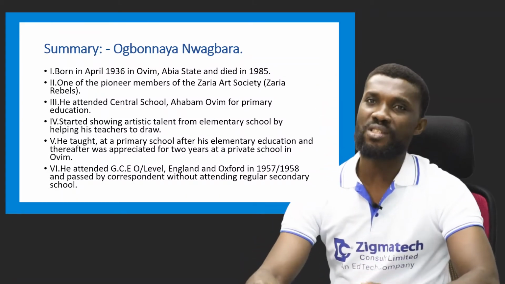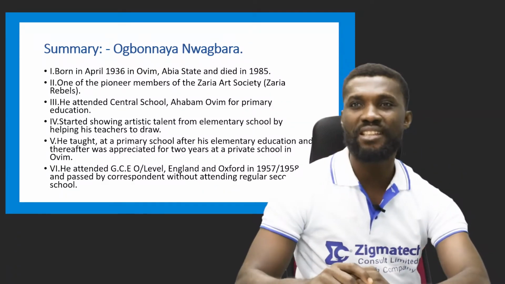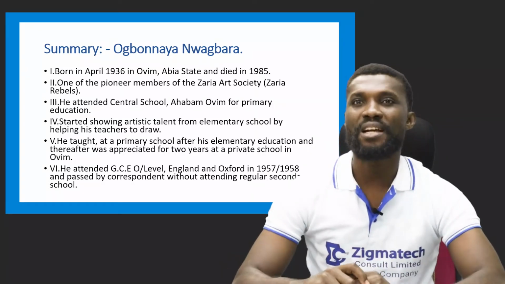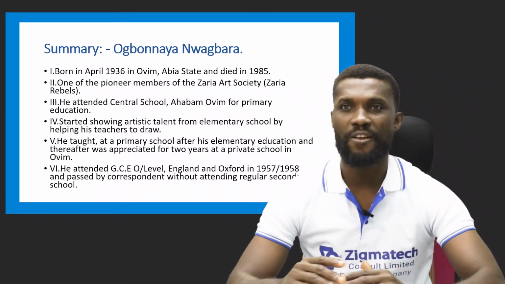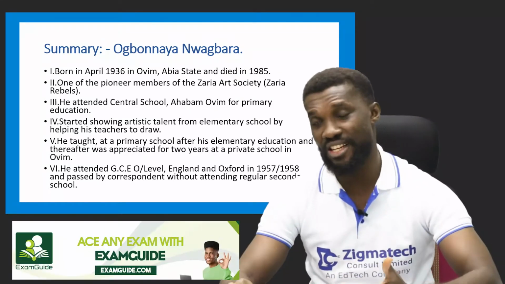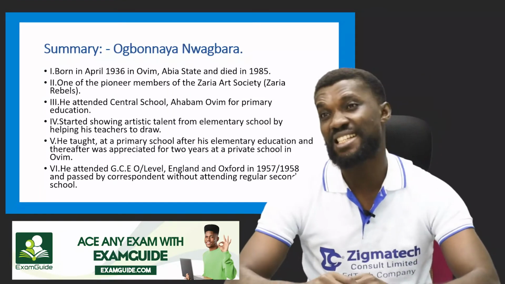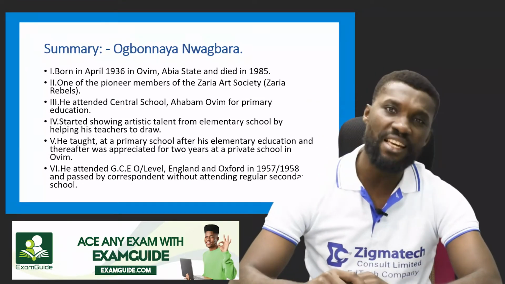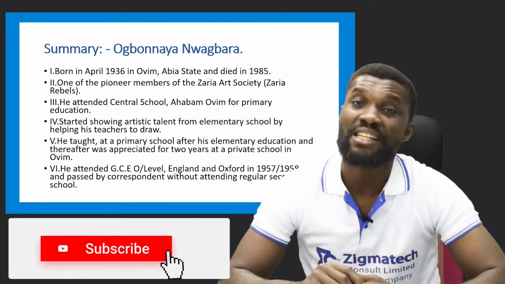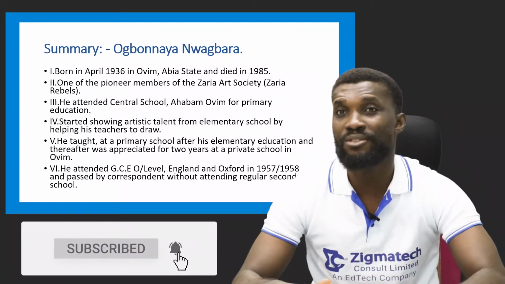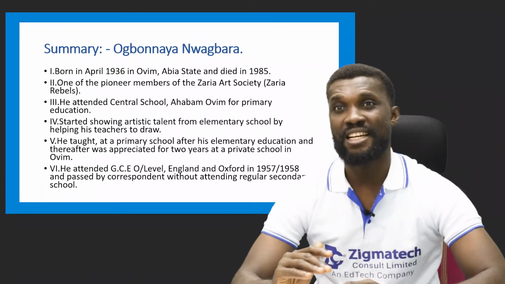Now, Mwamara also taught at a primary school after his elementary education, and thereafter was employed for 2 years at the private school in Ovin. Now, he also attended GCE. He also took the GCE examinations, both the England and Oxford examinations, from 1955 down to 1958, and passed by correspondence without attending regular secondary school. Now, he did all these things even without attending the regular secondary school, but he succeeded effortlessly in the exams.